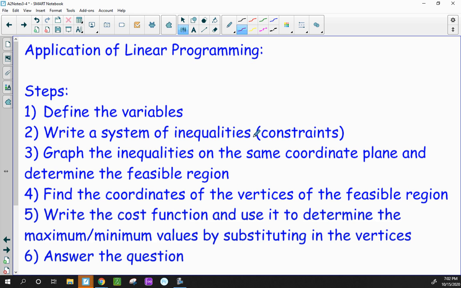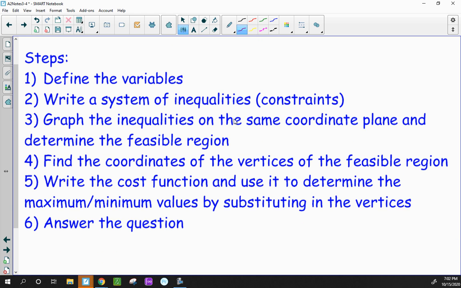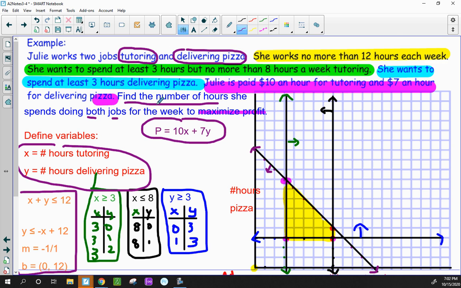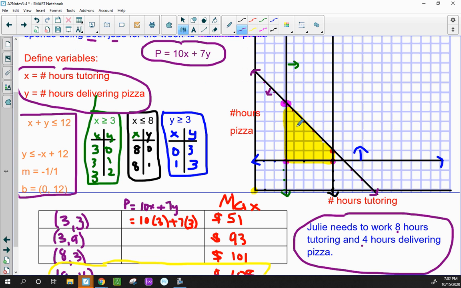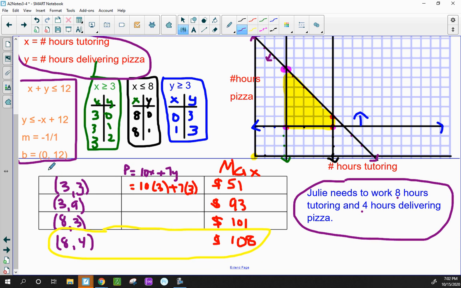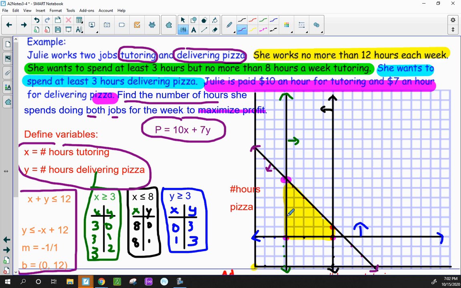Okay, so steps again, follow those exactly like I've done here. Determine the feasible region, the vertices I need you to be really careful on, record them in a table, find your profit from the reading, it's always going to deal with money, and then you answer the question. Okay, so we'll give this a try.